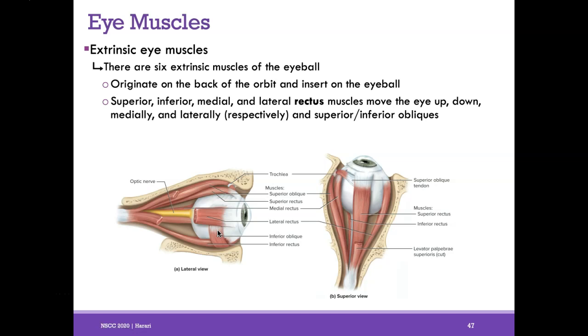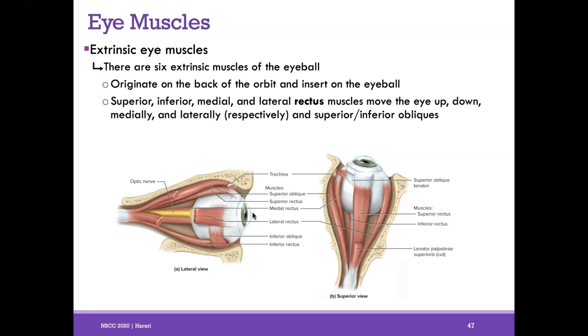They're called the rectus muscles. We have 4 rectus muscles: a superior rectus muscle, a lateral rectus muscle, an inferior rectus muscle, and a medial rectus muscle. So we have superior, inferior, medial, and lateral rectus muscles, and those do exactly what the name suggests.